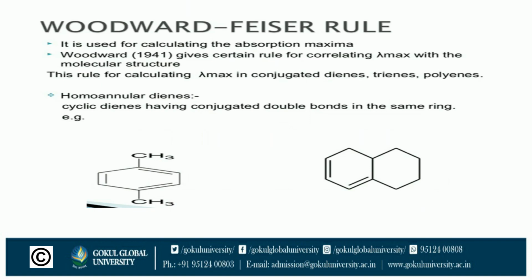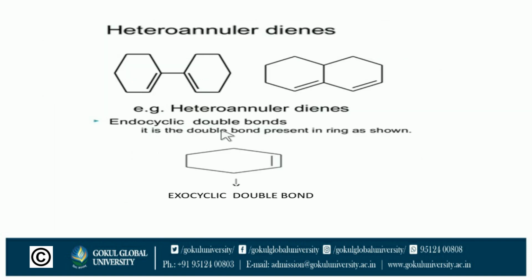The first is homoannular dienes: cyclic dienes having conjugated double bonds in the same ring. Here you see two double bonds are present in the same ring, so it is called a homoannular diene system. Now the heteroannular diene system is present in two different cyclic rings. Here you see the diene system is present in two different cyclic rings.